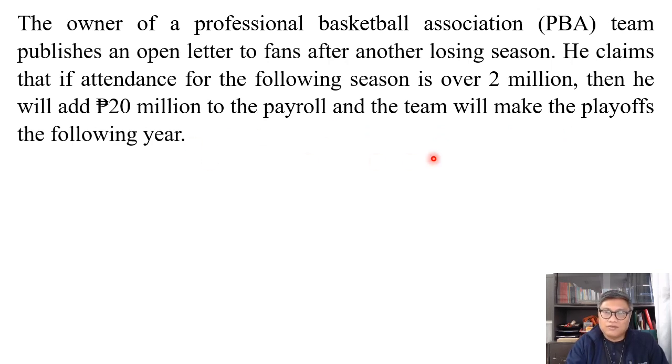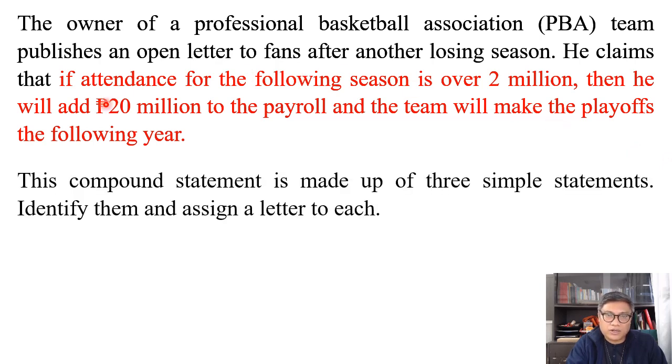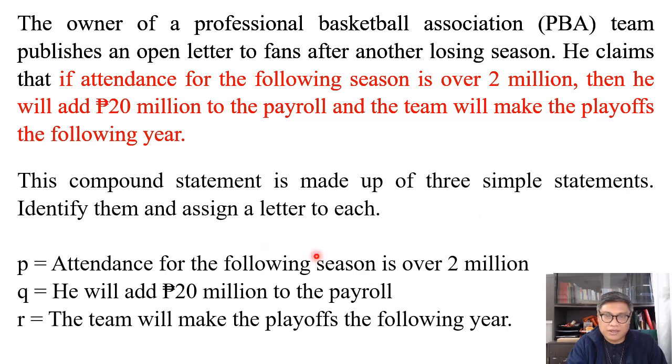Okay, so first, how are we going now to come up with our combinations? Of course, we are going to look for that compound statement: if attendance for the following season is over 2 million, then he will add 20 million to the payroll and the team will make the playoffs the following year. So here will be our compound statement that contains 3 simple statements. We are going to rewrite them so that we can be guided. So let P, or you can have ABC or XYZ class as I told you, it doesn't matter.